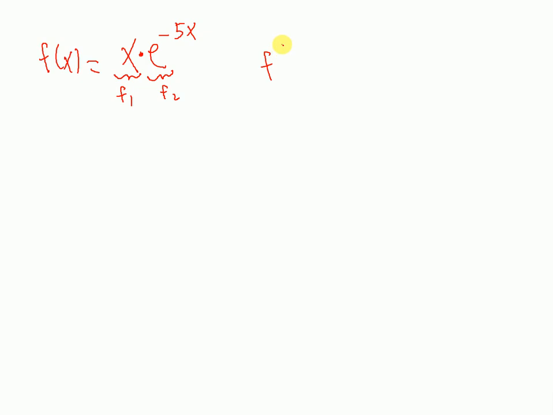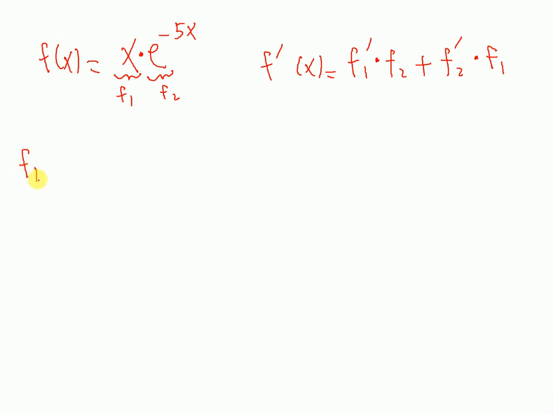The rule for the product says that if I want to take the f prime of this function, I take the derivative of the first function, or f1 prime, then I multiply by the second function, then I add the derivative of the second function, then I multiply by the first function. So this is the rule. We have f1, we have f2, so we only need to find f1 prime and f2 prime. Then we can plug into this formula, then we are done.